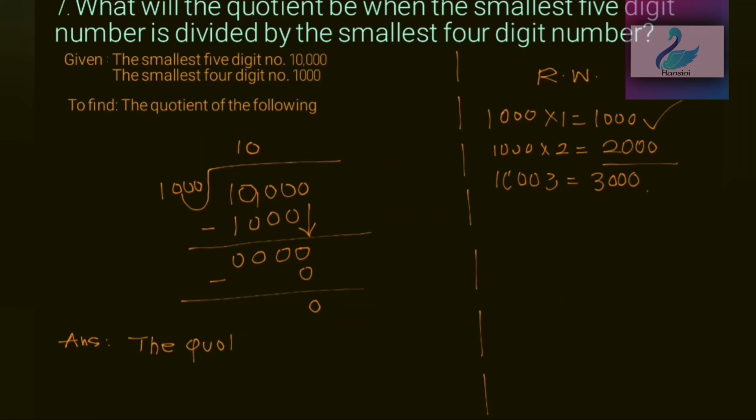So for the following sum, the smallest 5-digit number is 10,000 and the smallest 4-digit number is 1000. The quotient we get is 10.